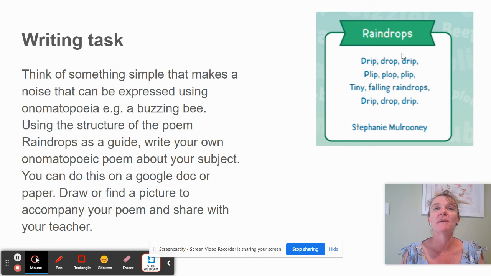So the first thing you need to do is pick something that makes a noise that you'd like to write about and have a go at copying this. Remember, your first line and your last line are the same. Have a think about the rhythm and make sure you share it with your teachers. If you're doing it on paper, take a photo and share with your teacher. If you're doing it on a Google Doc, share your Google Doc with your teacher.